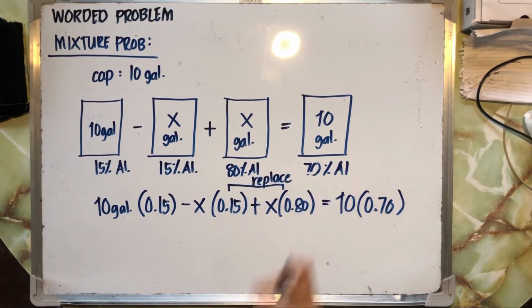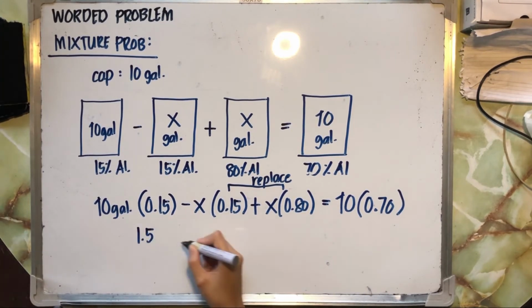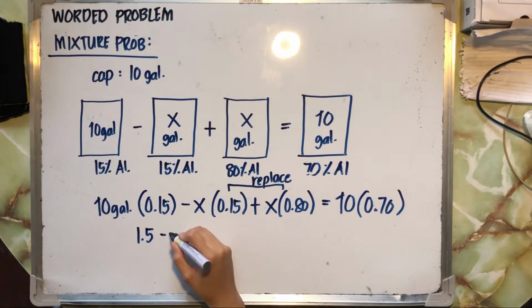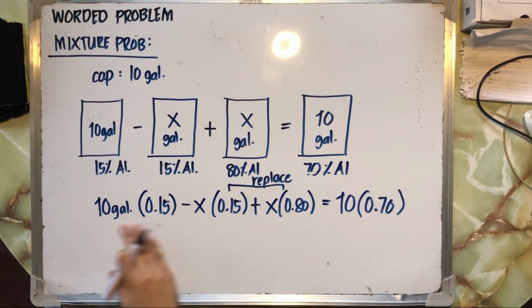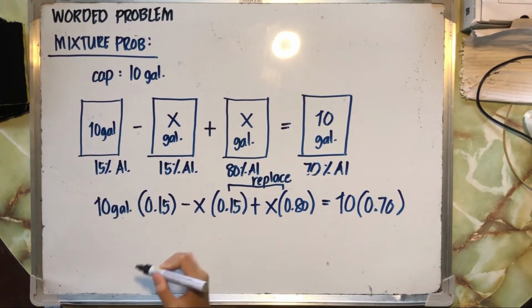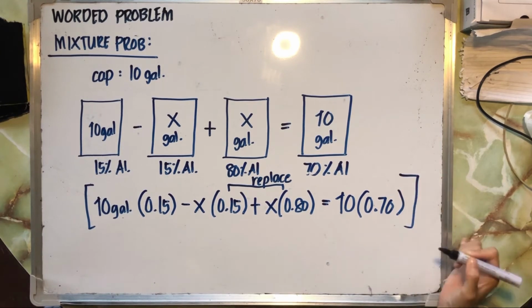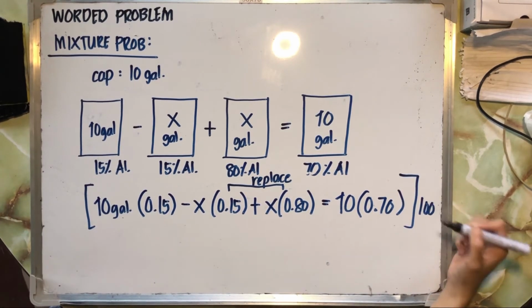Replace, di ba? Meaning ng replace, tinanggalan mo, tapos papalitan mo din. Okay. So, now, how much is this one? 10 times 0.15 would be 1.5 minus, teka lang, siguro para mas madali, i-multiply natin by 100 lahat. Okay? 100 lahat tayo para matanggal yung percentages siguro.